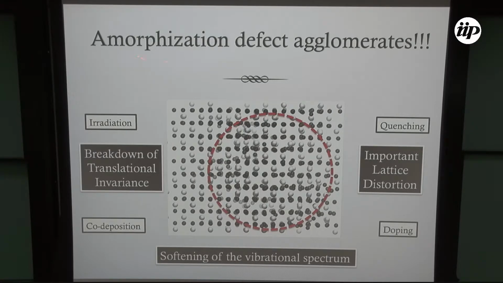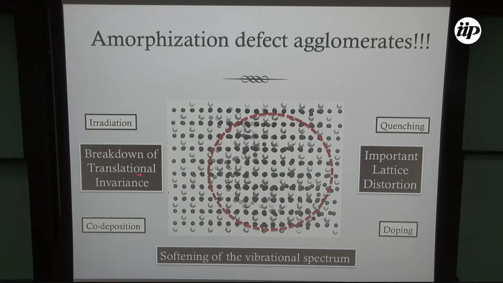So this is what we call the amorphization defect agglomerates. We are not producing isolated point defects. This is an example of a cluster or agglomerate or a complex, as you want to call it, of Frenkel pairs that do not recombine. They are stabilized by some solute, by some anchor, but they are large defects. They can be created by irradiation or fast quenching from high temperatures to low temperatures, doping or co-deposition.